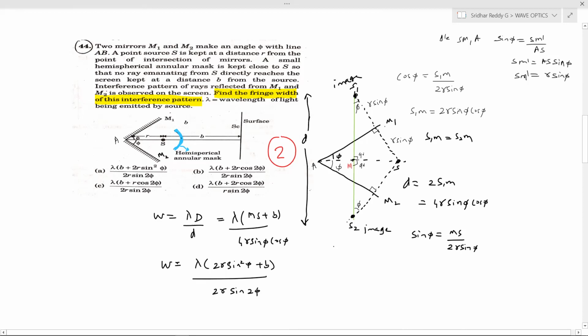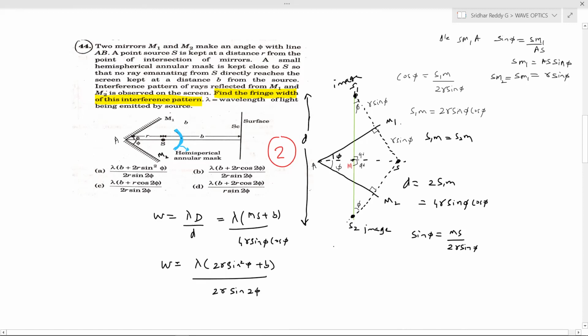Similarly, SM1, because the angle is phi, is also equal to SM2. Let's have clarity on that first.